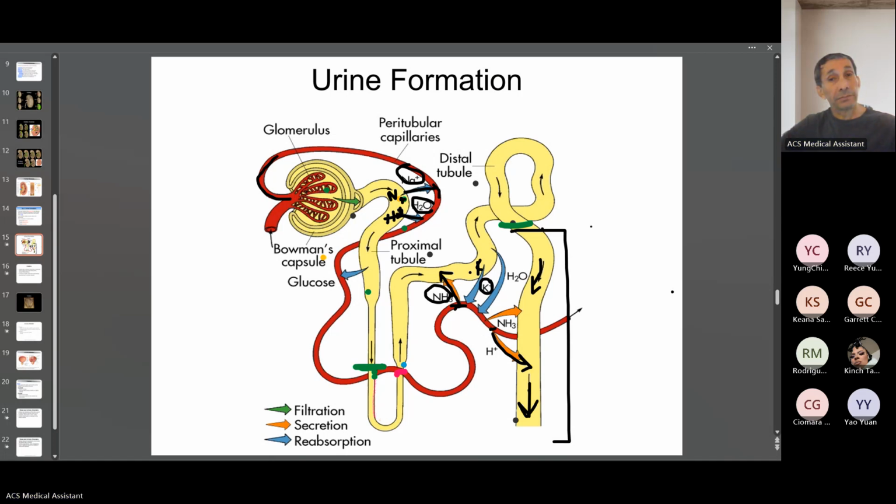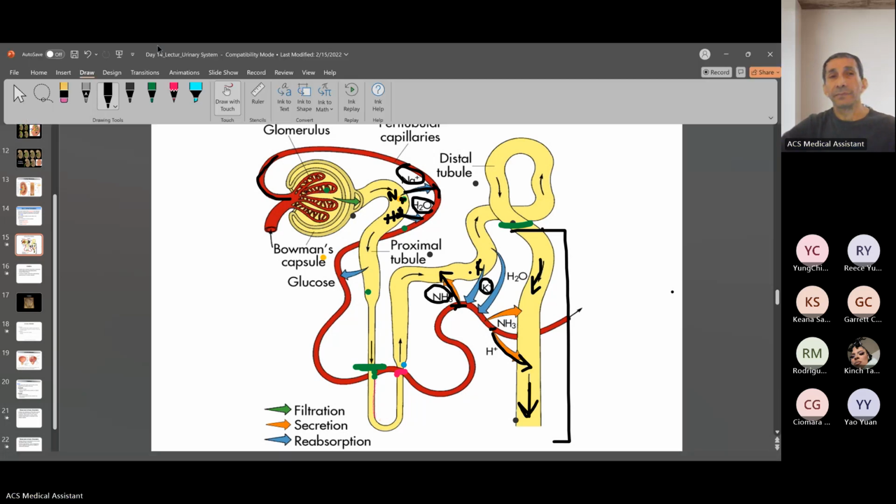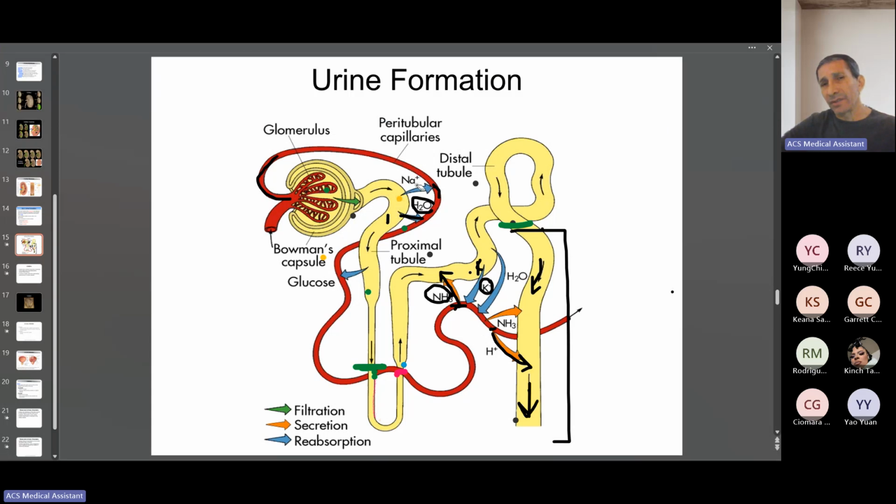It's like the large intestine. Stools do not go back. Wastes do not go back to the small intestine. Oh, something went wrong? No, it doesn't. So that continues to the outside. So this is the process of filtration.